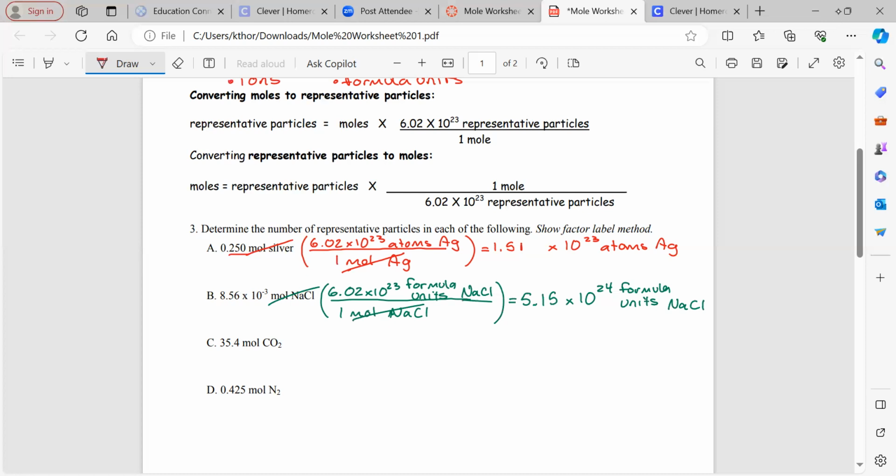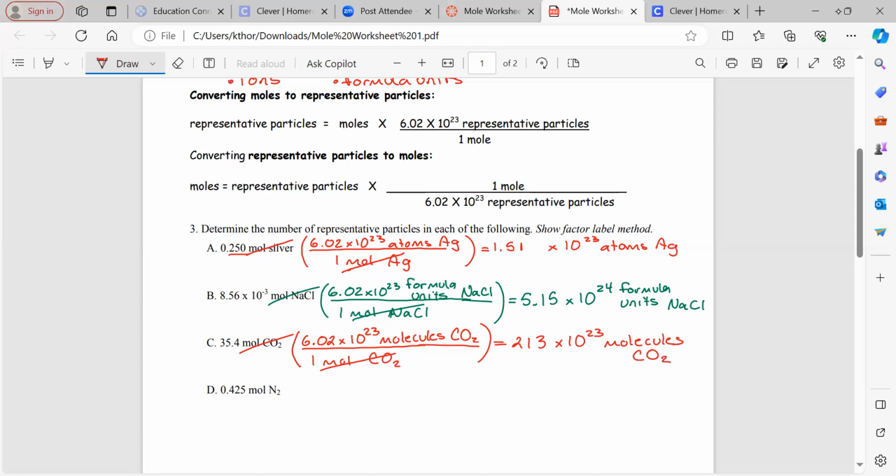35.4 moles of carbon dioxide. Okay, 1 mole goes on the bottom because I need moles to cancel out. 6.02 times 10 to the 23rd. Now, carbon dioxide is a nonmetal and a nonmetal, so it's going to be molecules of CO2. Moles cancels out. You're going to multiply 35.4 times 6.02. My raw answer is 213 times 10 to the 23rd molecules of carbon dioxide.